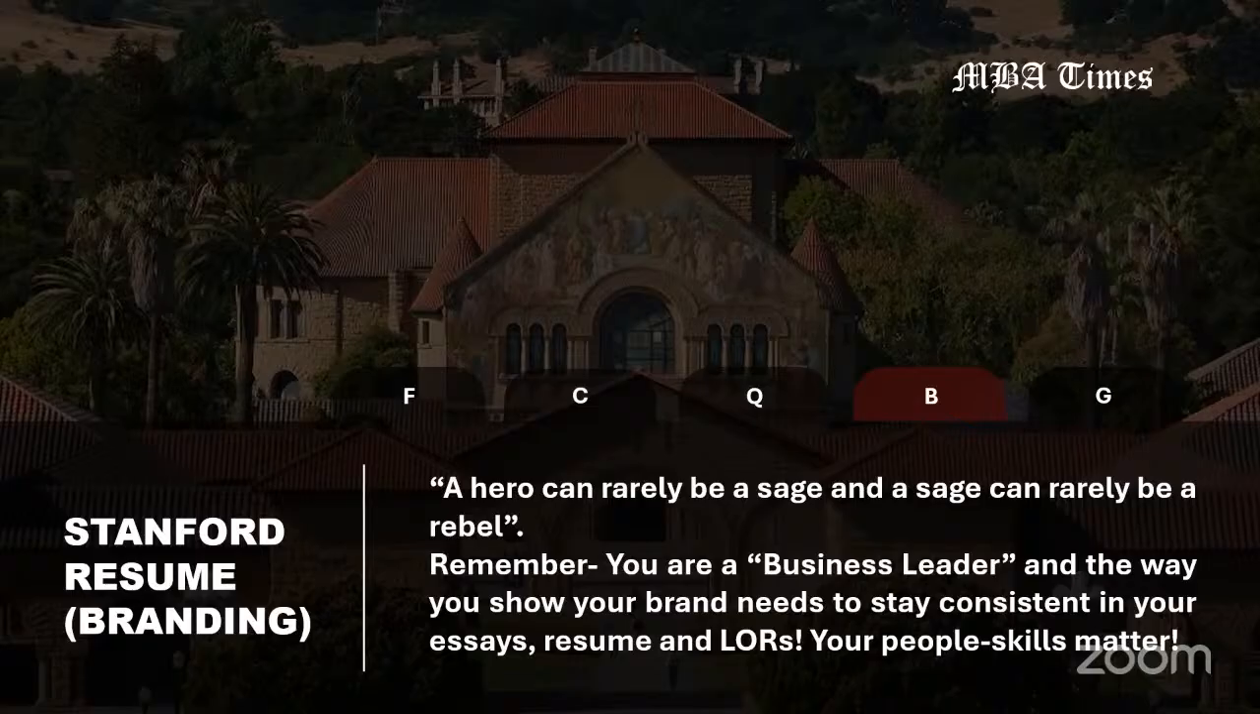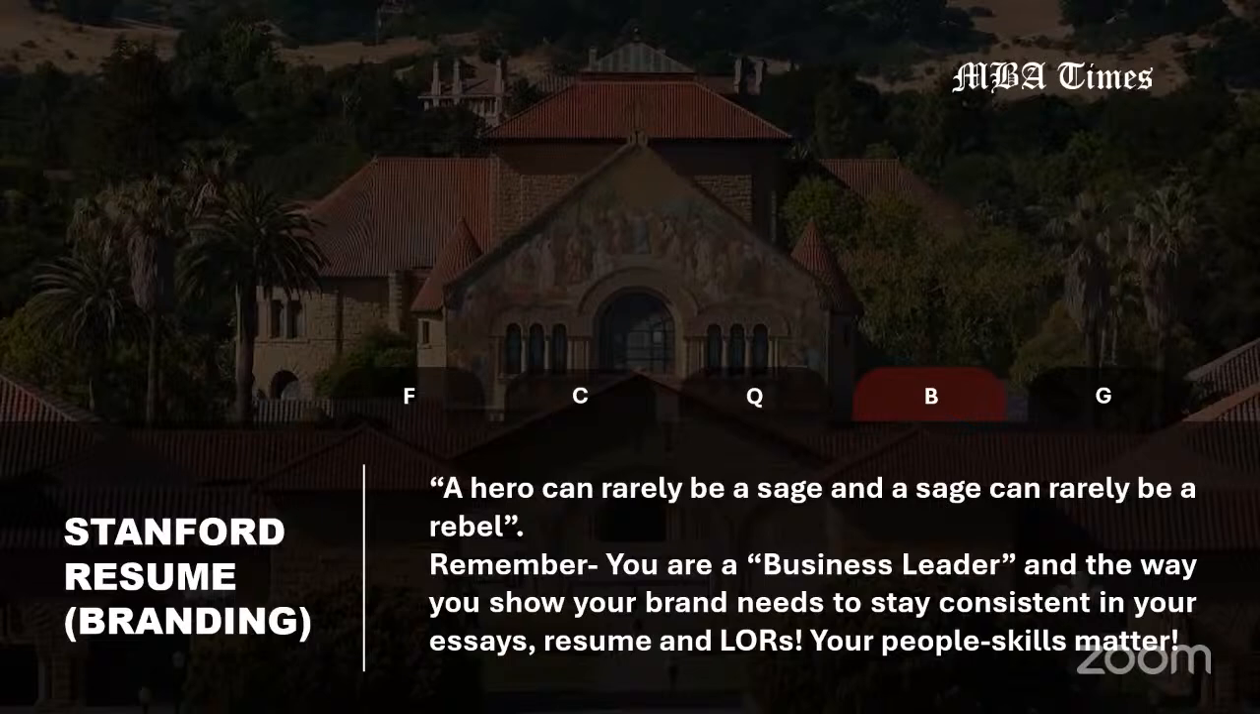So what do I mean by that? Let's take an example. You're working for a company where you've asked your supervisor to give you a letter of recommendation. The supervisor has given you a glowing letter of recommendation, very positive. Everything is perfect in that, except for one thing, that is your personal brand.